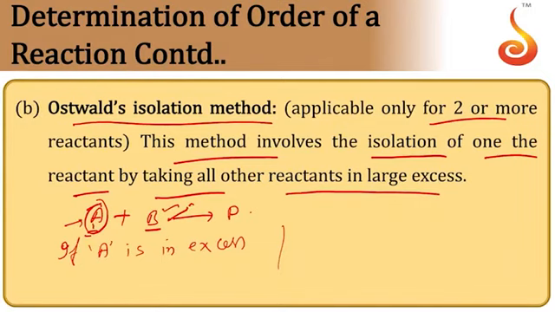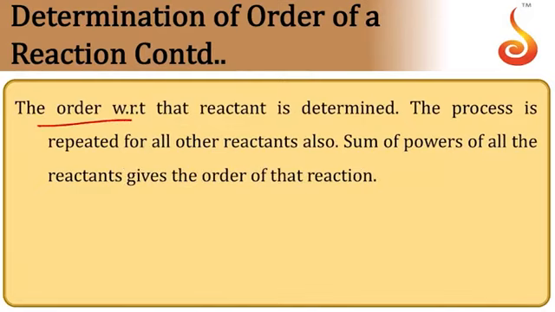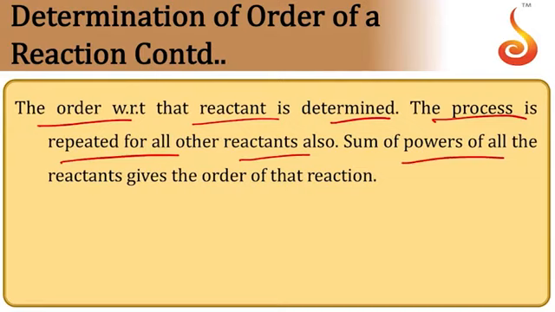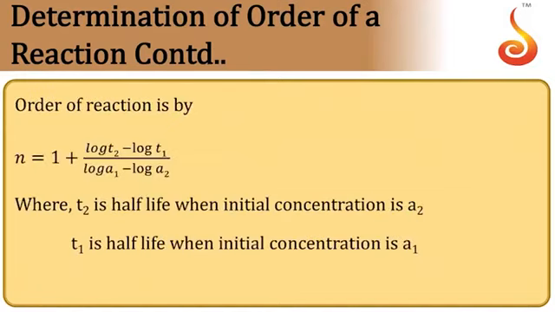So this method involves isolation of one of the reactants by taking all other reactants in large excess, because the rate will be independent of the reactant which we take in excess quantity. So you can find the order in that way. The order with respect to the reactant is determined, meaning the one you are taking in limited amount. The process is repeated for all other reactants. Finally, the sum of the powers of all the reactants gives the order of the reaction. So we isolate one among them. This is regarding the isolation process.